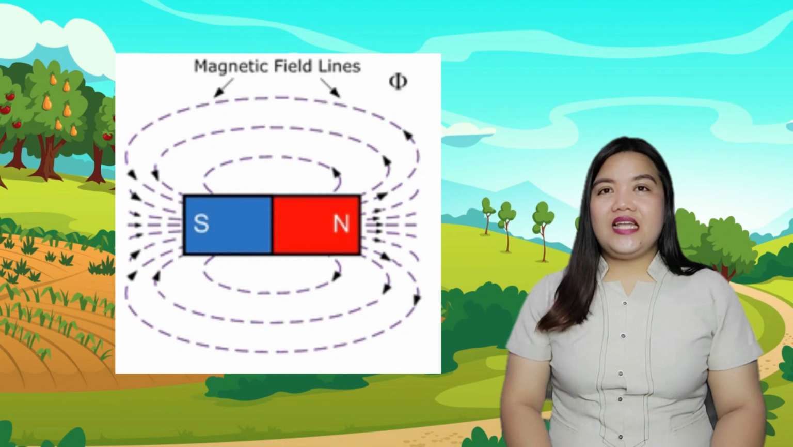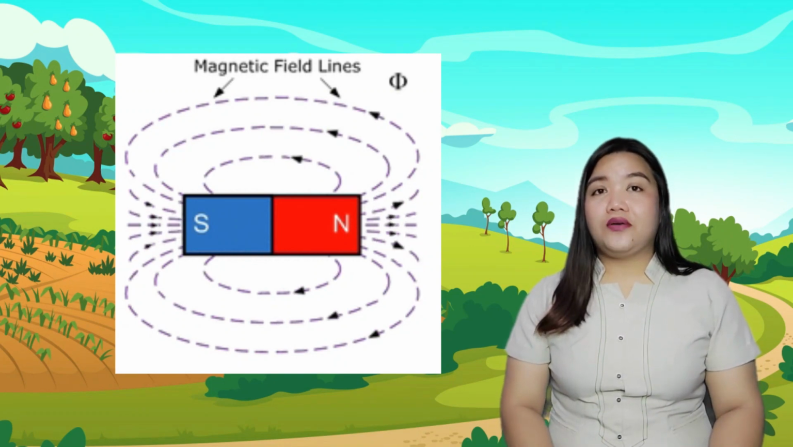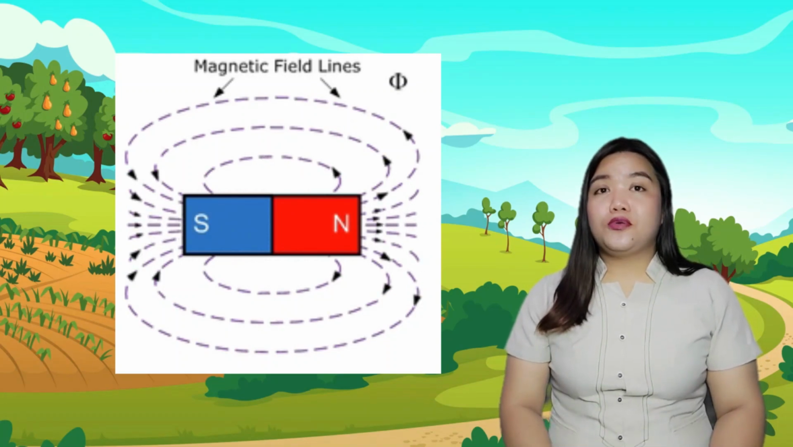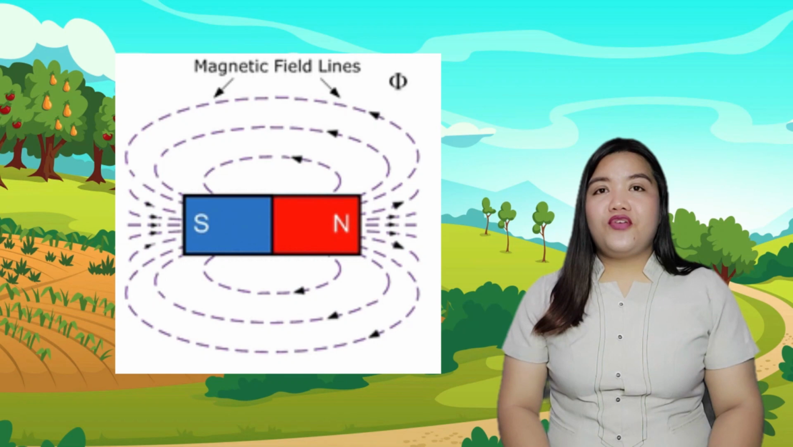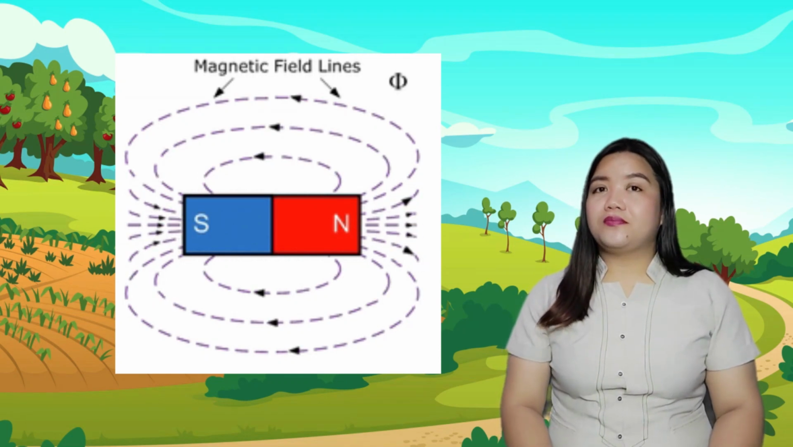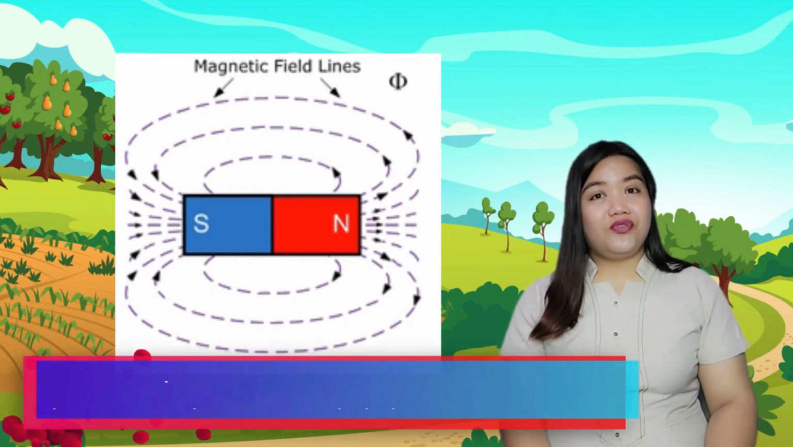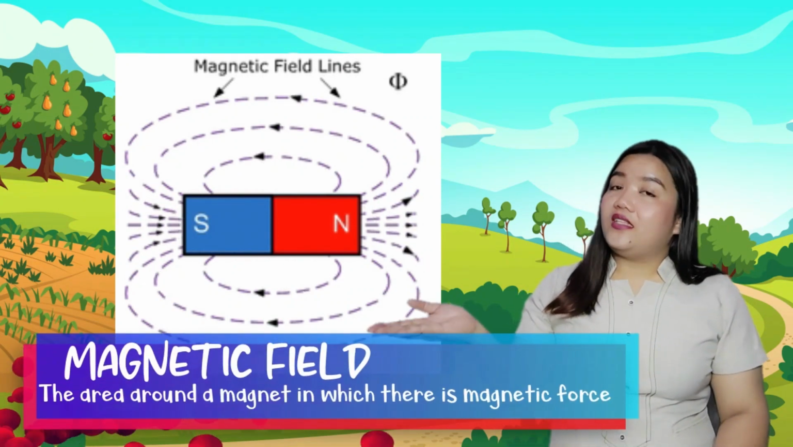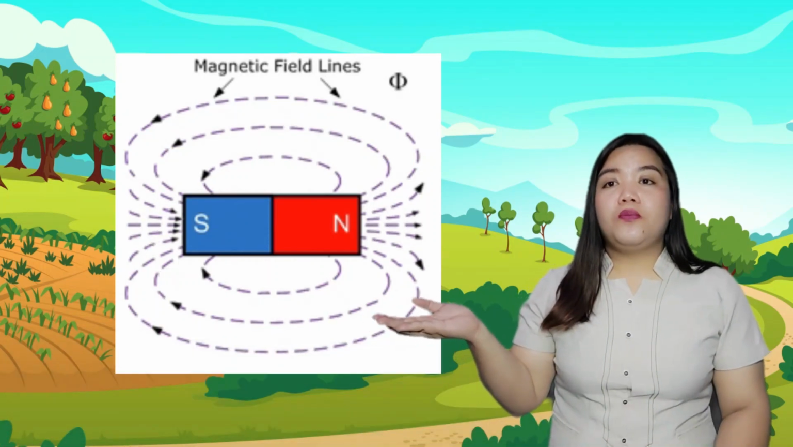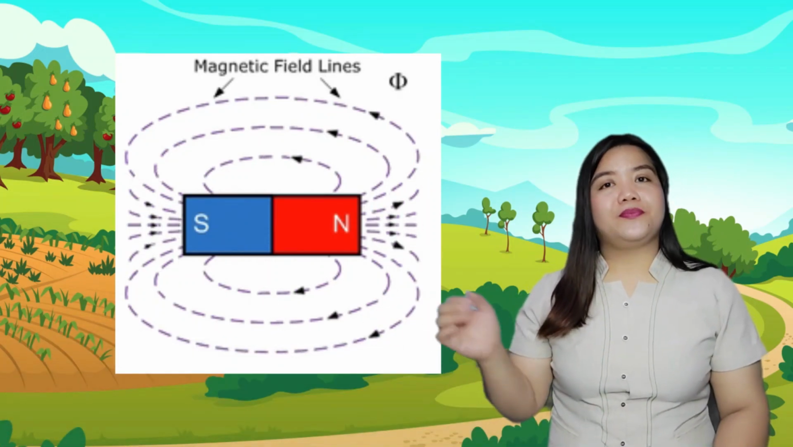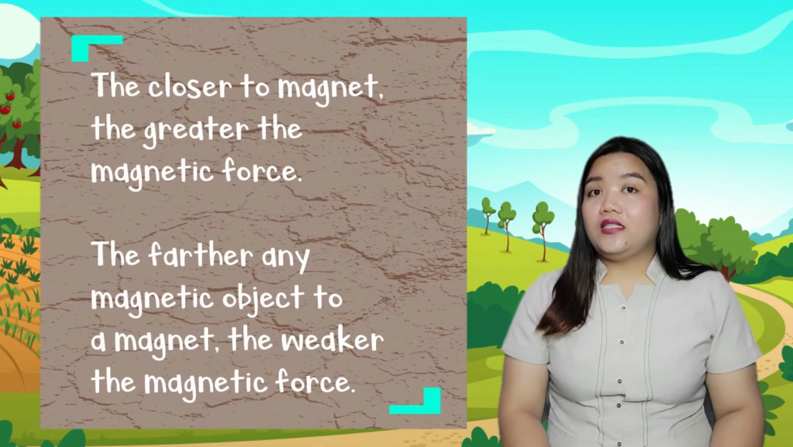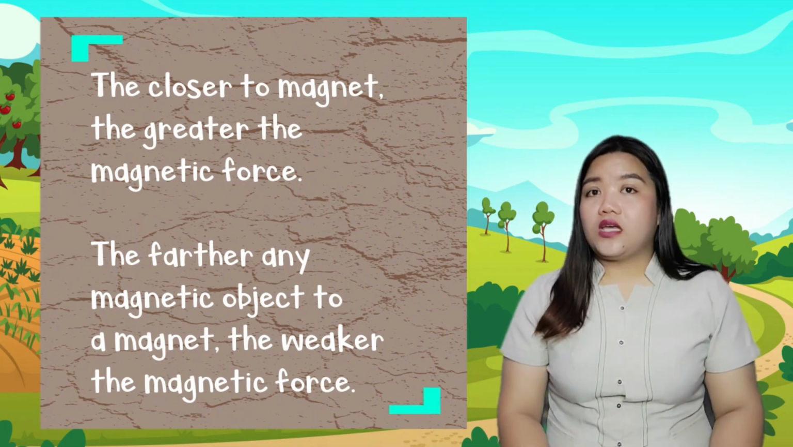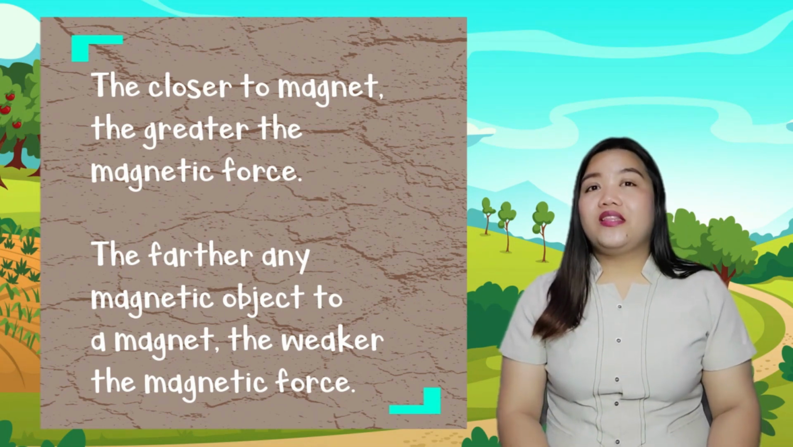Every magnet produces an invisible area of influence around itself. When things made of metal or other magnets come close to this region of space, they feel a pull or push from the magnet. Scientists call these invisible influences the magnetic field. The curved lines represent the invisible magnetic field of a magnet. The closer to the magnet, the greater the magnetic force. The farther any magnetic object is from a magnet, the weaker the magnetic force.